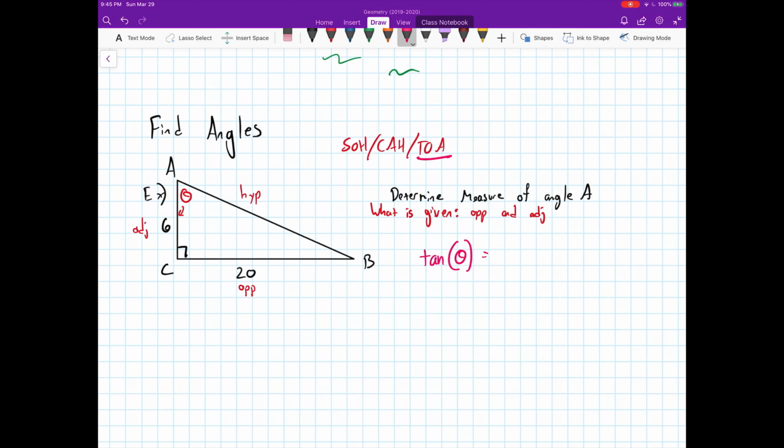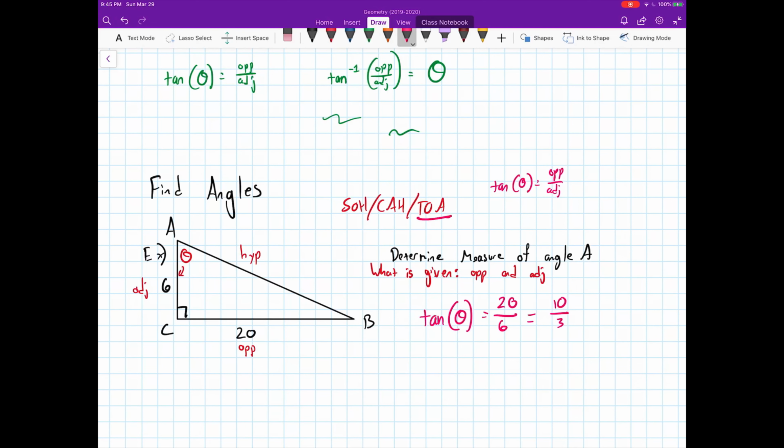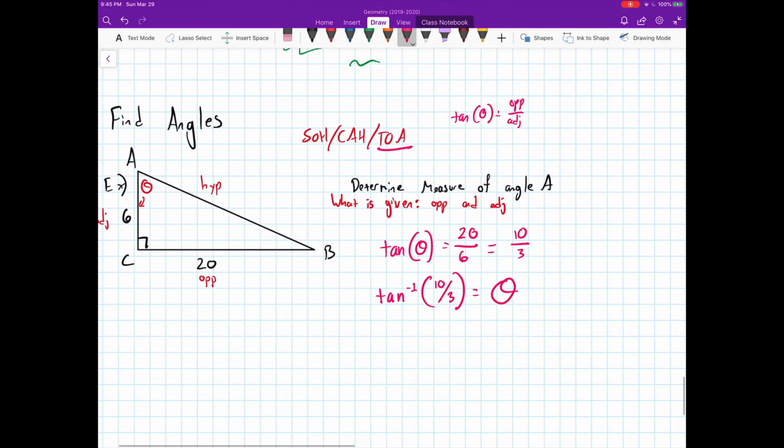So in this case, I'll write that up here. Tan theta is equal to opposite over adjacent. In this case, it's equal to 20 over 6, or 10 over 3. So using the definitions we wrote down earlier, you can see it up there in green, I know that the inverse tangent of 10 over 3 will give me back theta if I put it in a calculator.